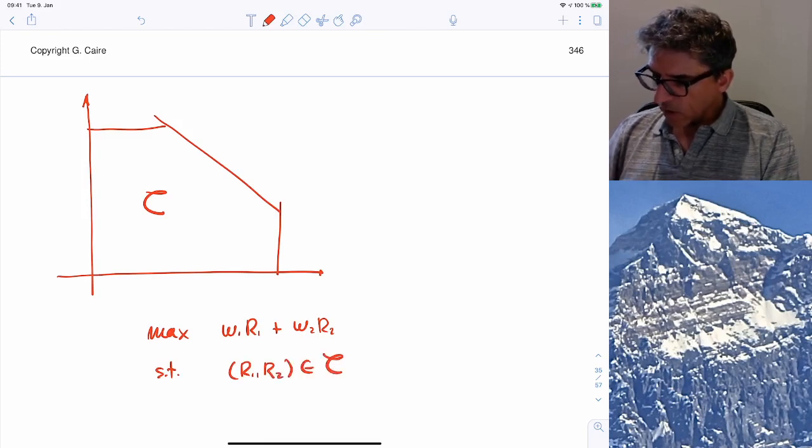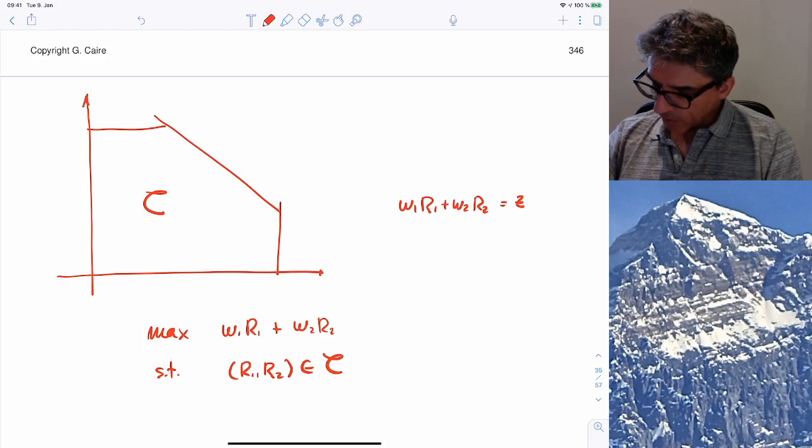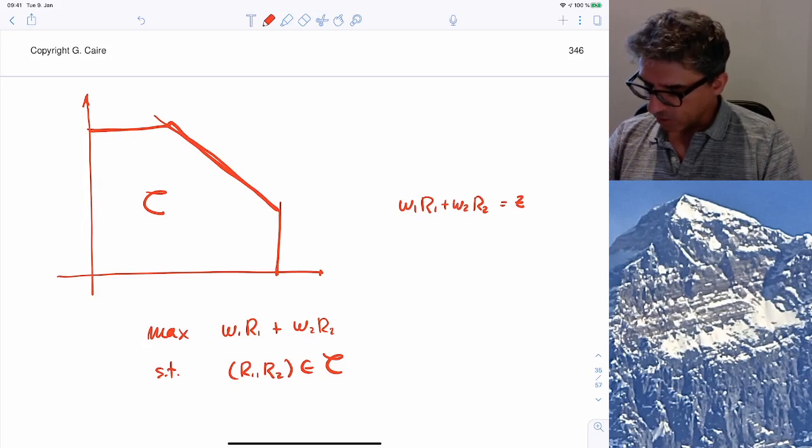Okay, so basically this is like saying take the line W1 R1 plus W2 R2 equal to a constant, for example Z, and then find the Z for which the line touches the boundary of this region. This is the maximum value of the sum that satisfies the constraint.